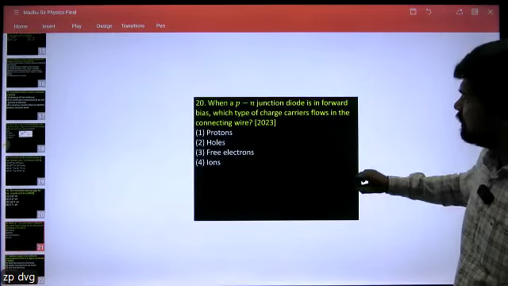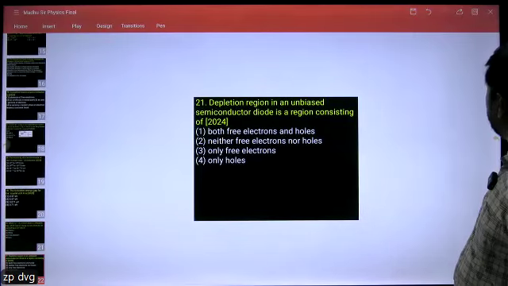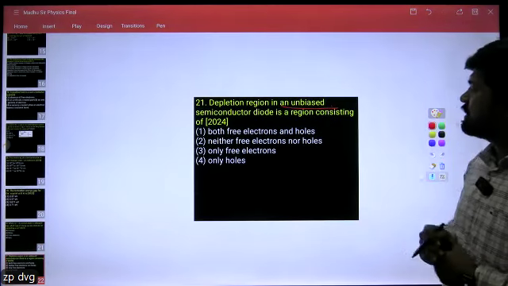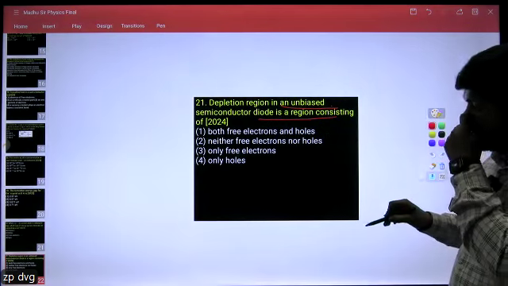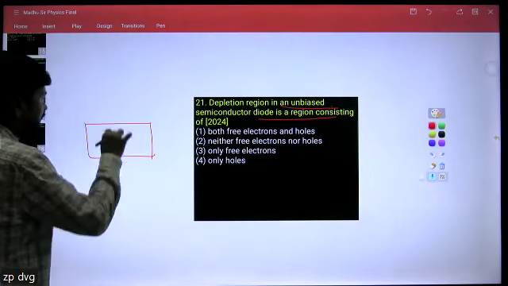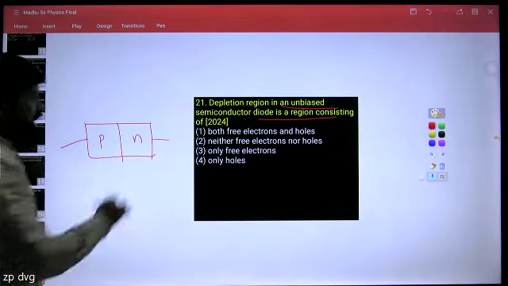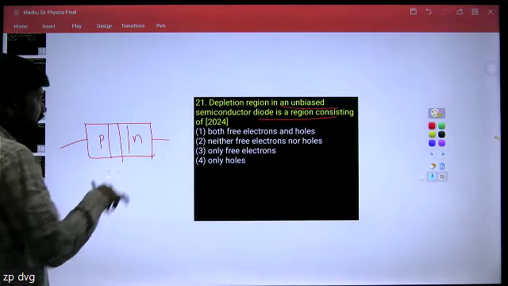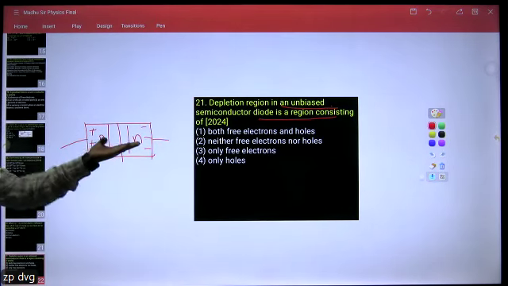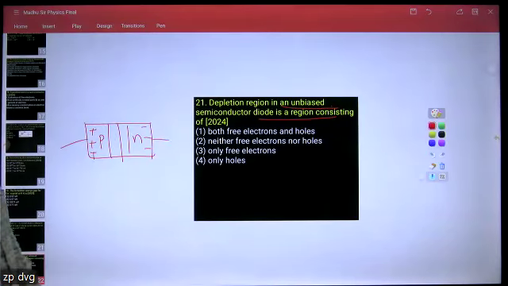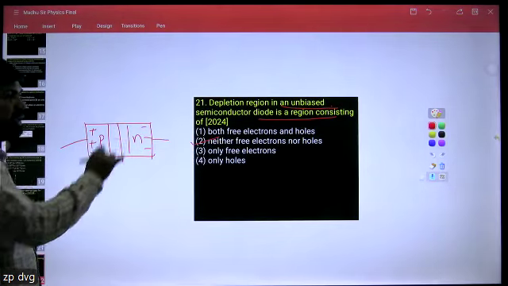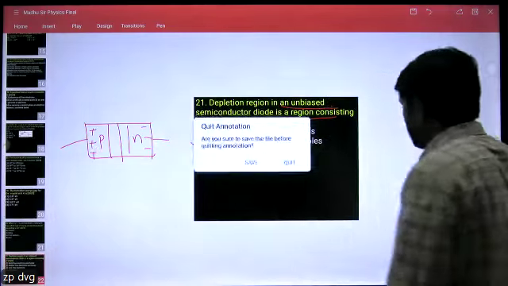Depletion region in an unbiased semiconductor diode is the region consisting of, they ask. Unbiased means there is no external potential difference connected across the PN junction. P side is there, N side is there, and here the depletion region is there. In P, the majority charge carriers are holes. In N, the majority charge carriers are electrons. In an unbiased junction, neither free electrons nor holes are present in the depletion region. Now we can switch on to the next question.